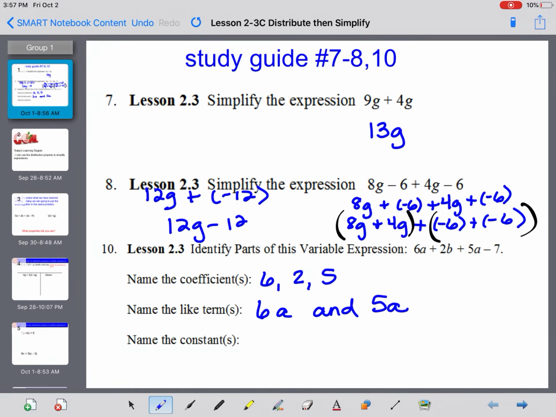Lastly, I need to name the constant. The constant is negative 7. If you would rewrite this, it would be 6a plus 2b plus 5a plus negative 7. So negative 7 is my constant.